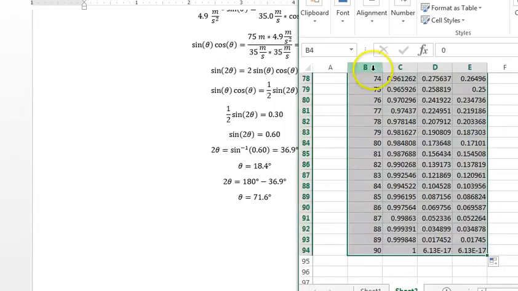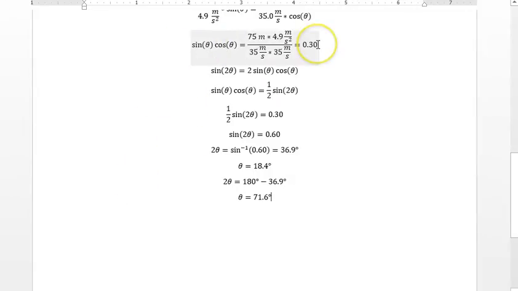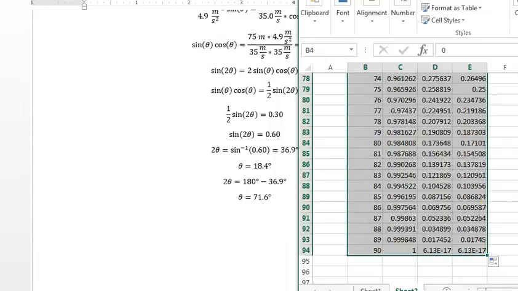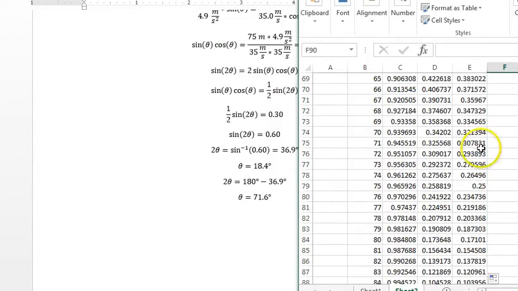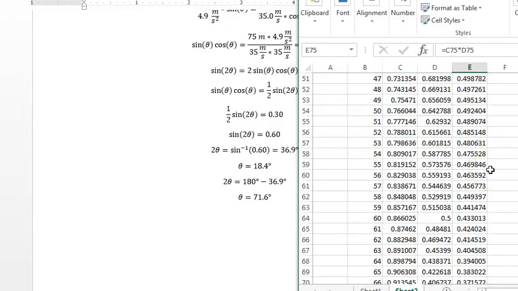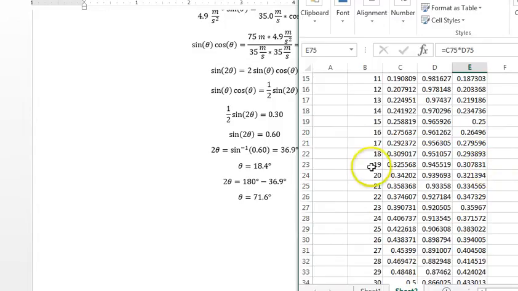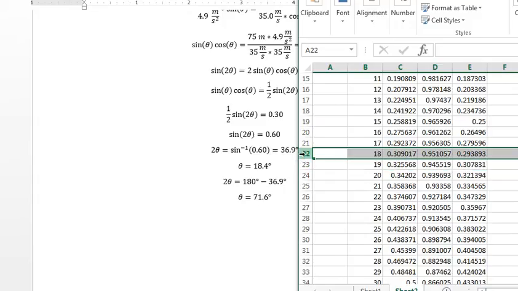All right, so Excel fills in for me 1 through 90. It fills in the calculation for the sine. It fills in the calculation for the cosine. I'm looking for sine times cosine equal to 0.3. So I come over here to my table and I start going up and I say, there at 71 degrees is something close to 0.3, right? And if I keep going, I'll find also here at 19 degrees, or between 19 and 18 degrees, another thing close to 0.3.